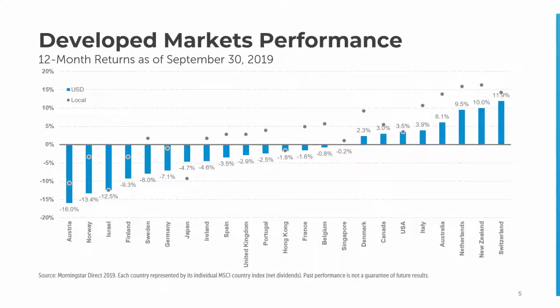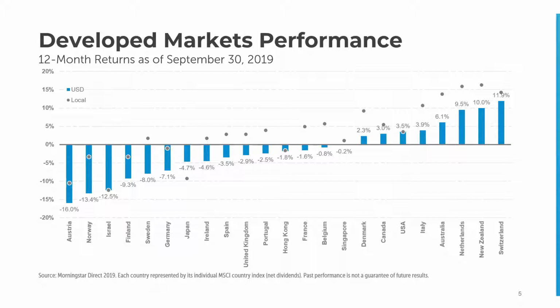We start by looking at how developed stock markets performed over the past 12 months. We can see a wide range of results, which speaks to the need to diversify. While it would have been great to have all our money invested in Switzerland, the best performing country, investing in only one country introduces the possibility that all of our money could have been in Austria, the worst performing country.